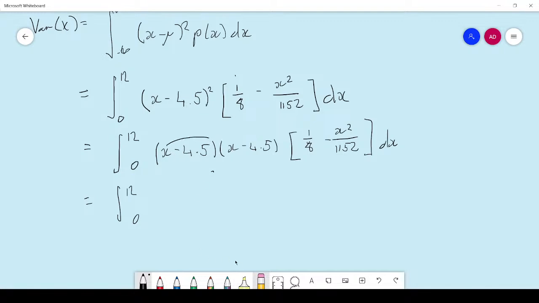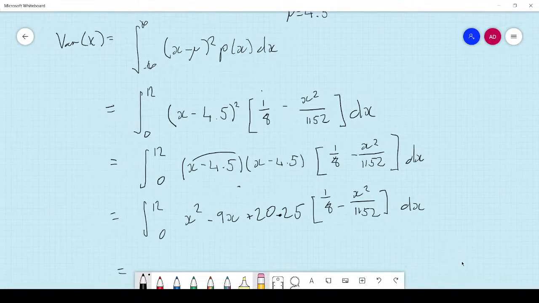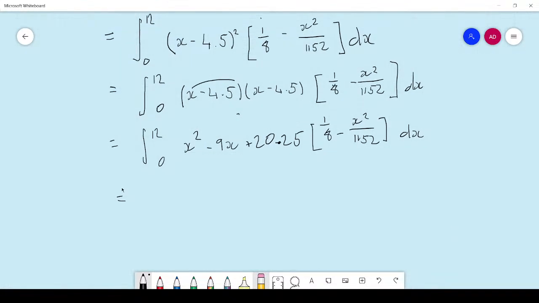Alright, so first, outside, inside, last, we're going to use FOIL to explain these. So first is x times x, x squared, negative 4.5x, negative 4.5x, negative 9x. Last, 4.5 squared is 20.25. Right. And then what else could we do? Tidy it up. We can expand this in.